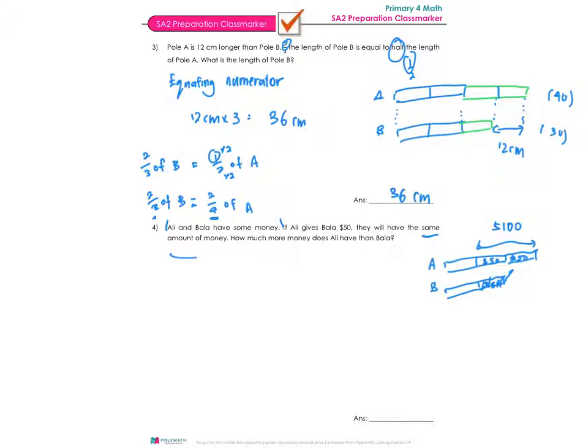If you don't want to use the model, the other method is to simply know that if I give you $5 and I'll have the same amount of money as you, that doesn't mean I have $5 more than you. That means I have double that, $5 times 2, $10 more than you. Same for this situation. If Ali gives Bala $50, then Ali has $50 times 2, which is $100 more than Bala. How much more money does Ali have than Bala? That will be $100. That's all.